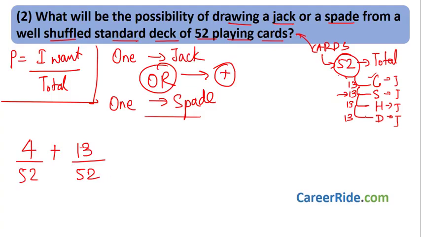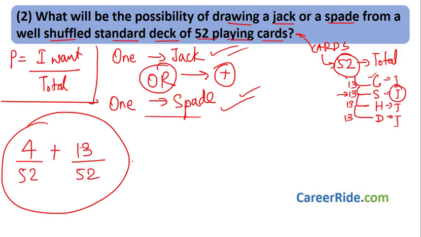Now if you observe closely, while choosing the jack, I can choose a jack of spade, correct? That means I have chosen a jack, and I have also chosen a spade, the jack which is of spade. So this probability gets satisfied and this gets satisfied. That means there is a double counting over here.